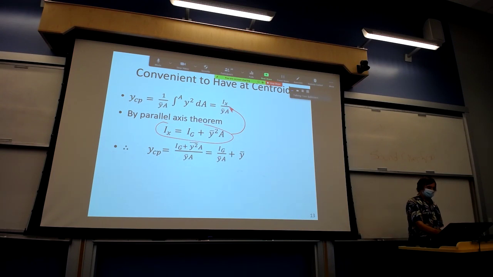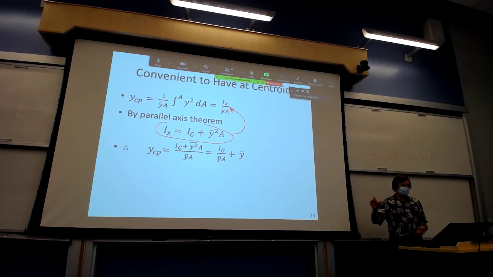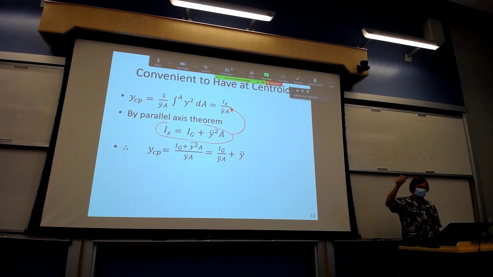So you can see that instead of Ix in the last equation, YCP is equal to the moment of inertia about the centroid plus y bar squared A, all divided by y bar A. Then we separate the terms, so you have the moment of inertia over y bar A. And then the second term, y bar squared A divided by y bar A, is just y bar.